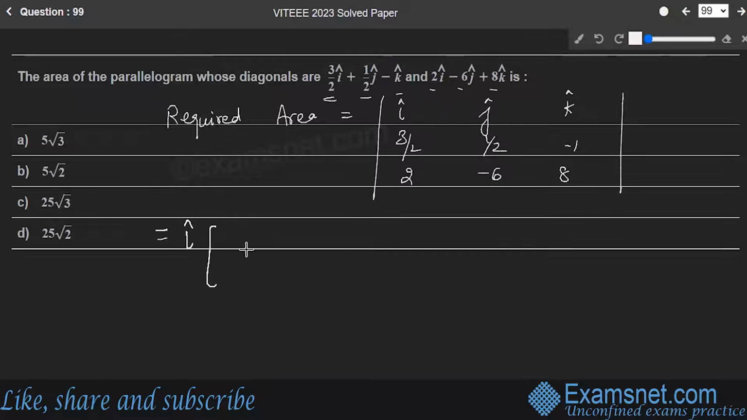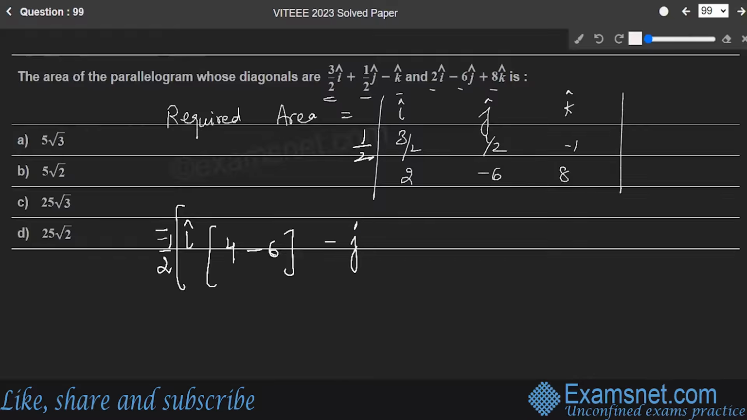This is 1 by 2 into 8. That is equal to 4. Minus minus plus, and this is minus 6 again. Okay. All right. Then you have, here I forgot to write this half. So this is 1 by 2 outside.